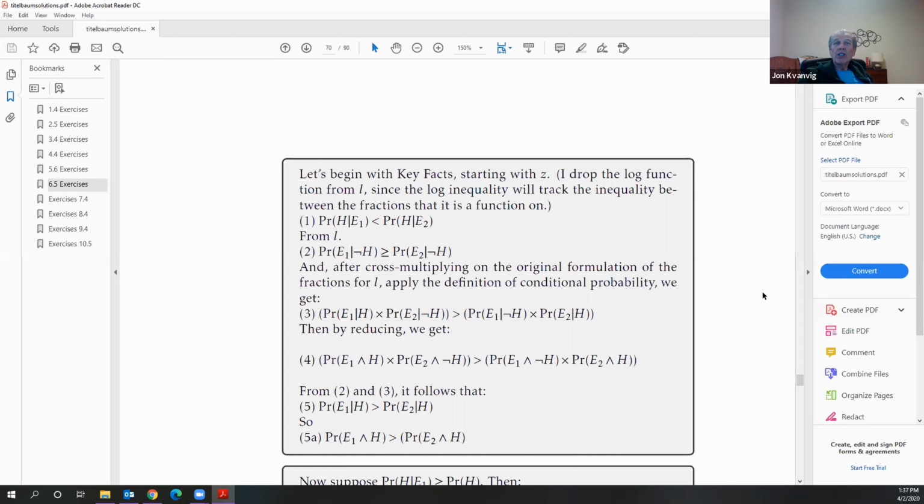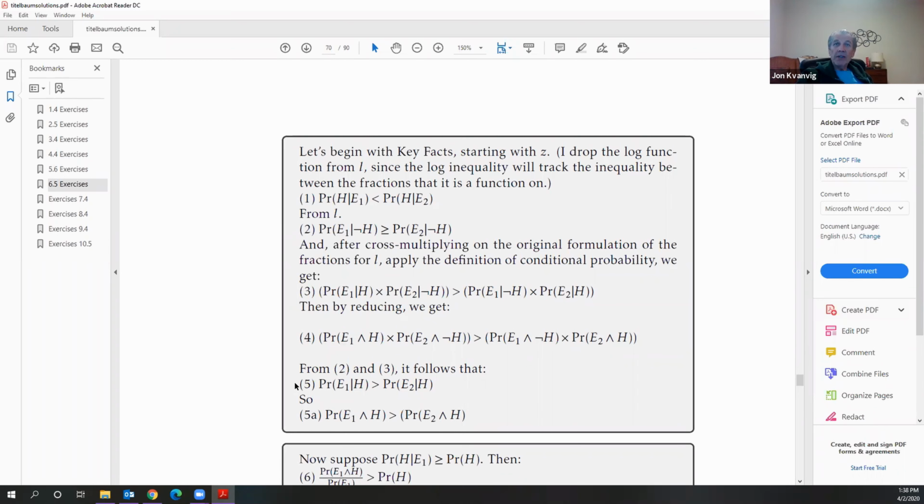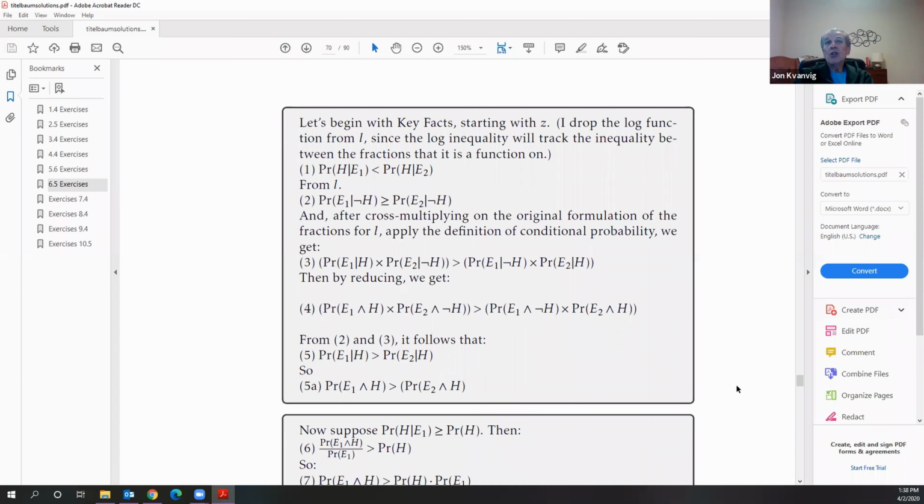After cross-multiplying on the original formula of fractions for log likelihood, and applying the definition of conditional probability, we end up with this: the probability of E1 given H times the probability of E2 given not H is greater than the probability of E1 given not H times the probability of E2 given H. Then by reducing again, we get the probability of E1 and H times the probability of E2 and not H is greater than the probability of E1 and not H times the probability of E2 and H. And from 2 and 3, it follows that the probability of E1 given H is going to be greater than the probability of E2 given H. So the probability of E1 and H is going to be greater than the probability of E2 and H.